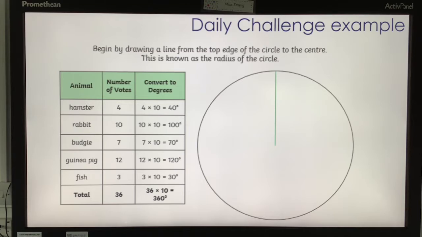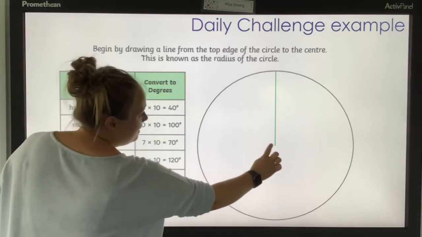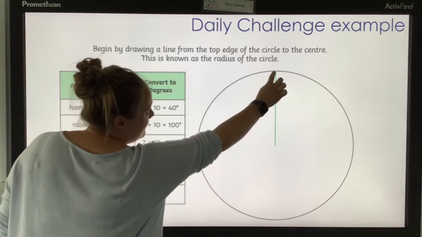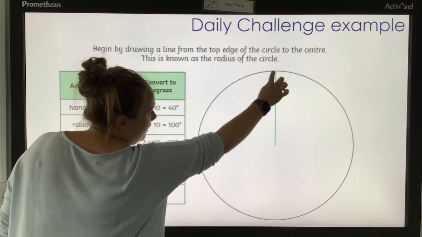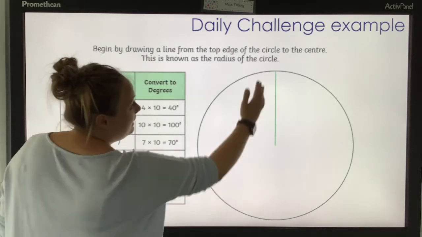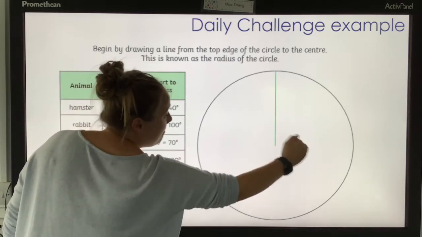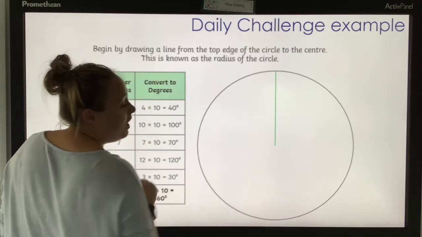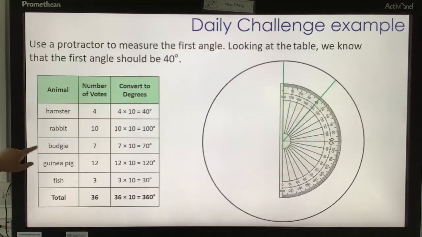So then, if we've got a pie chart, we need to work out how we would put that data onto our pie chart. So the first thing to do is to find the centre of your circle and make a line down from 0 to the centre, a little bit like you're drawing the radius on your pie chart, because this will be our starting line for measuring our degrees. You then lay your protractor to measure your first angle.